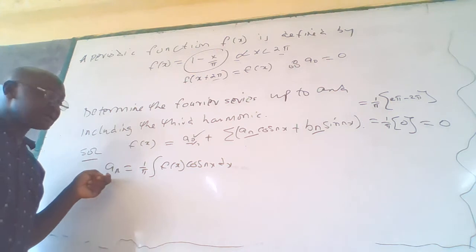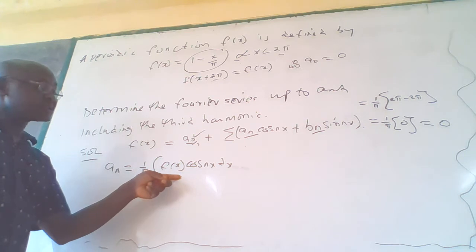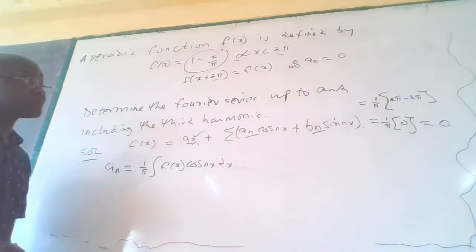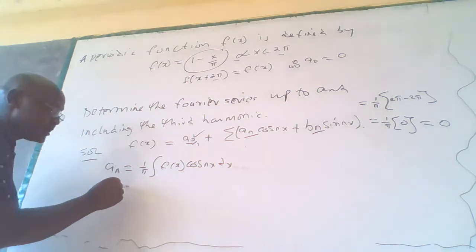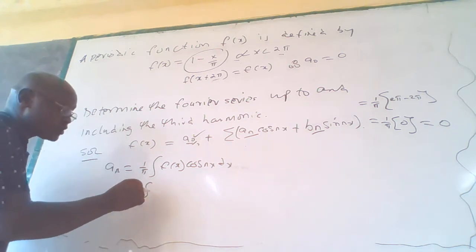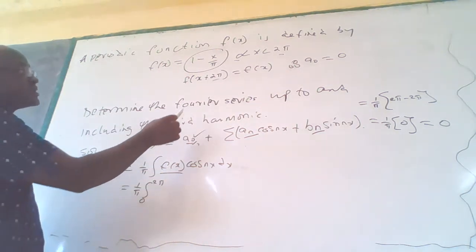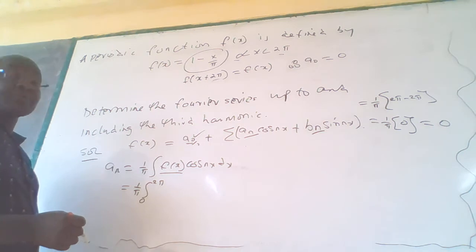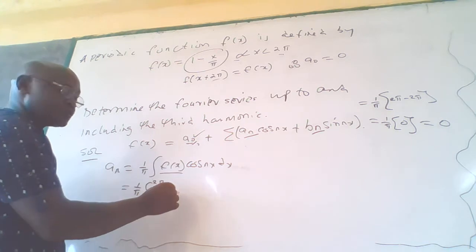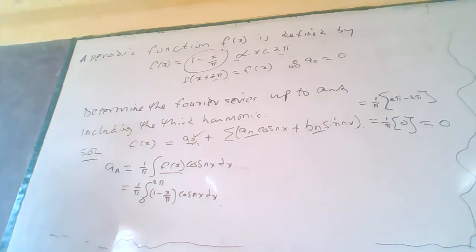Now, a n is given by 1 over pi the integral of f of x cos nx dx. Applying the instruction, a n will be equal to 1 over pi. Of course, we are integrating from 0 to 2 pi, and our f of x is 1 minus x all over pi. So we have 1 minus x all over pi, then cos nx dx.